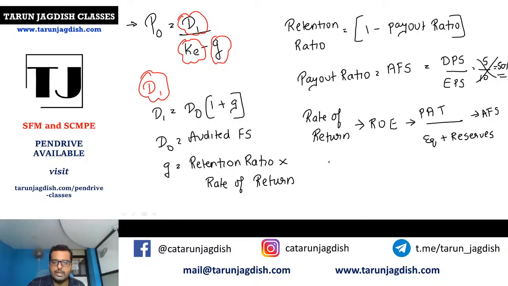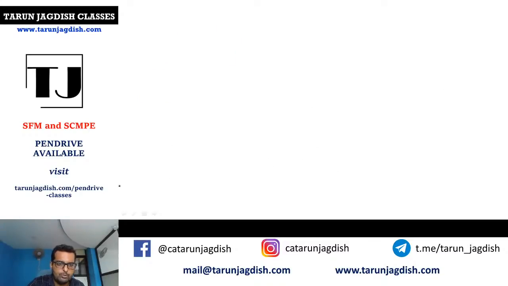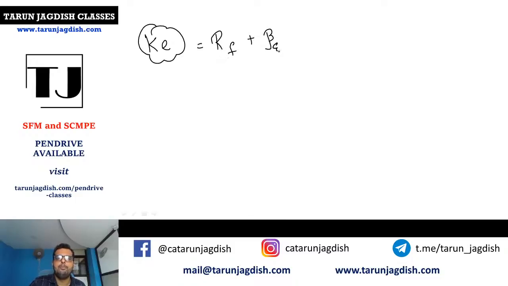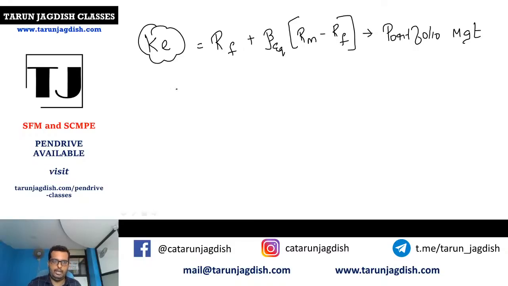So once you get these two things, you can find out the growth using the formula retention ratio into rate of return. So the moment you do this, I will get D0, I get growth, I can find out D1. Okay. What is the next thing that I'm supposed to find out? KE. KE can be found out using the formula RF plus beta equity into RM minus RF. This I will show you practically once I do the chapter of portfolio management. For time being, the question will give what is KE. Last thing is what, G. G is nothing but retention ratio into rate of return.